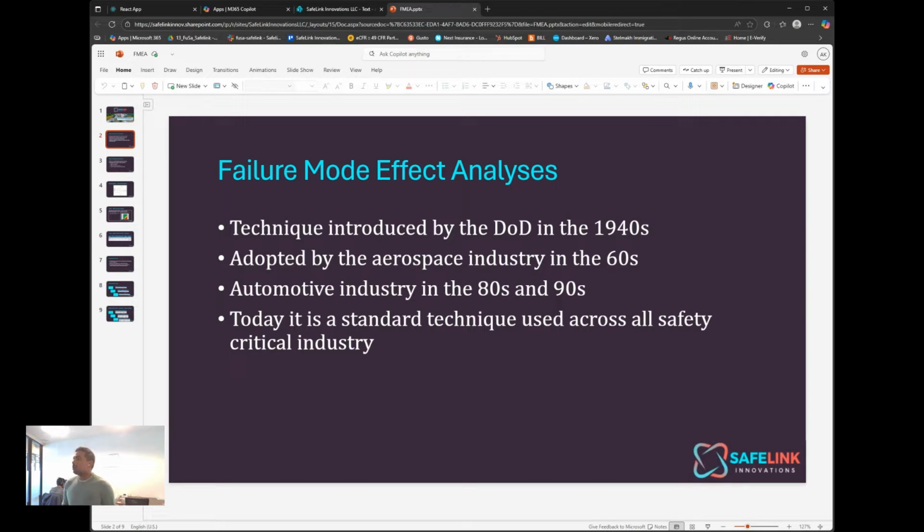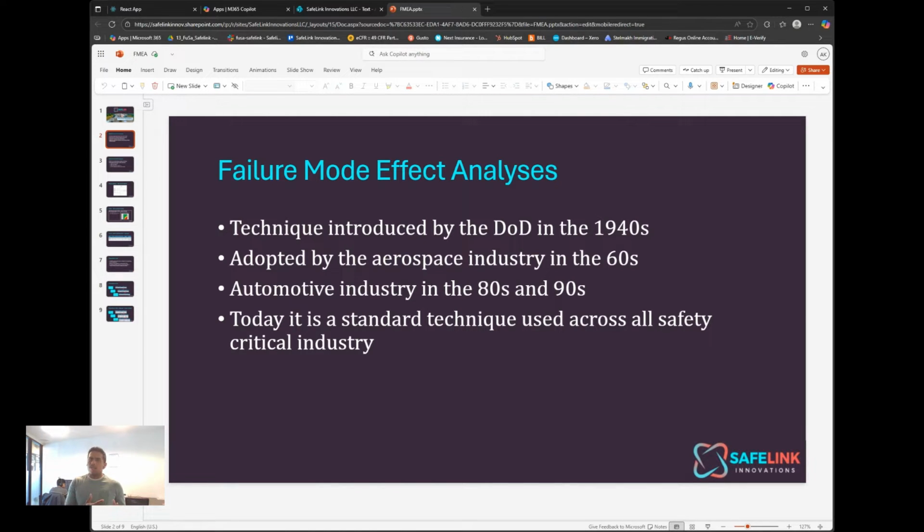Today's topic is about failure mode effect analysis, and I'm going to show you one example of how to do FMEAs. A bit of background: FMEAs was initially introduced by the Department of Defense in the 1940s when they were working on safety critical projects.